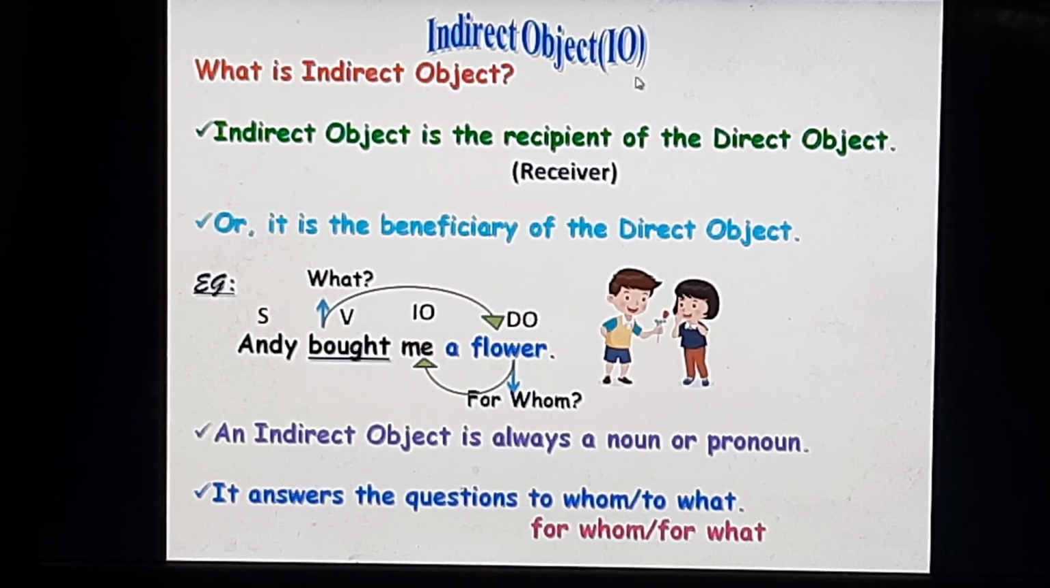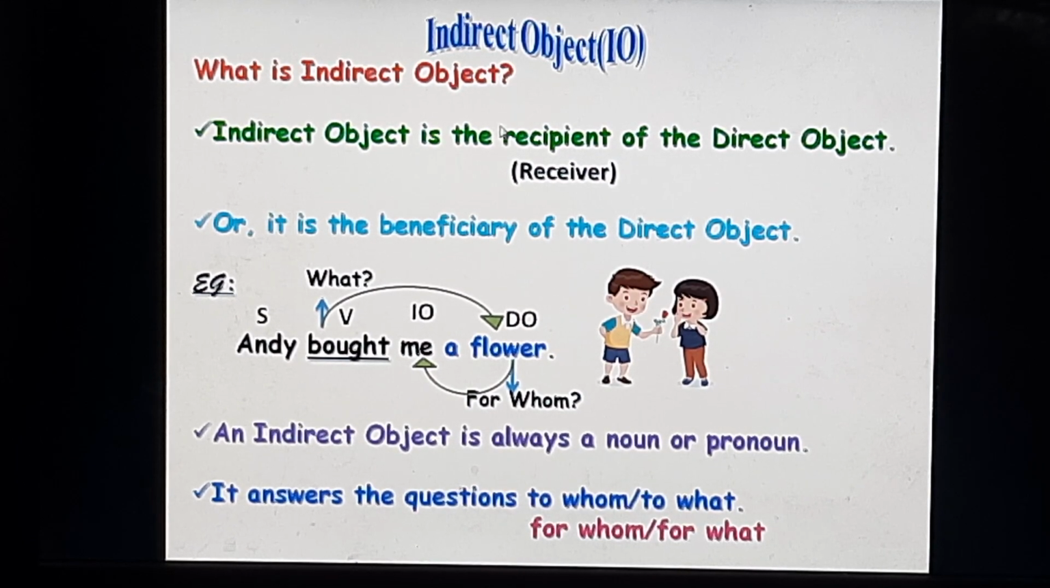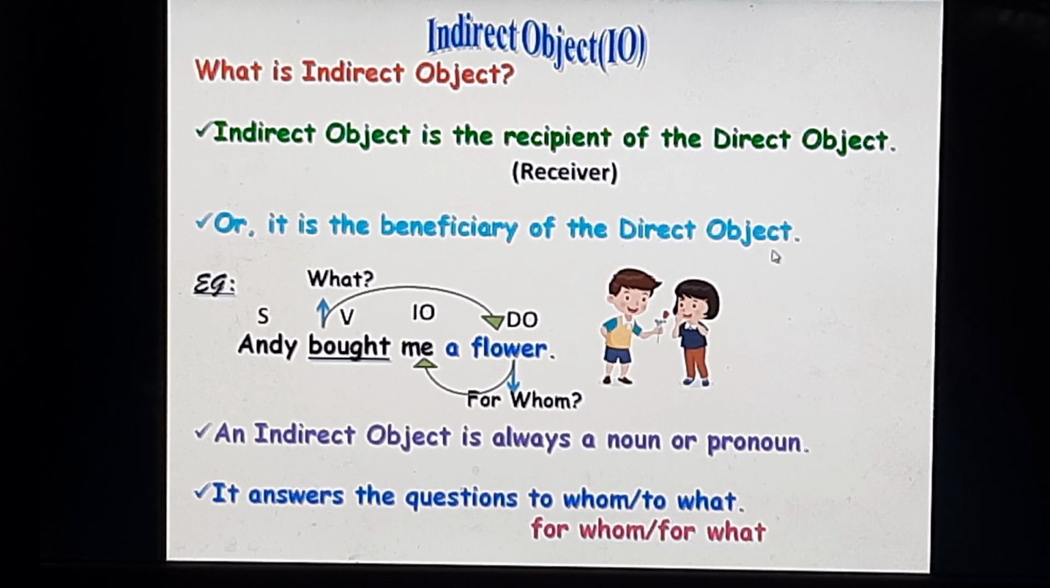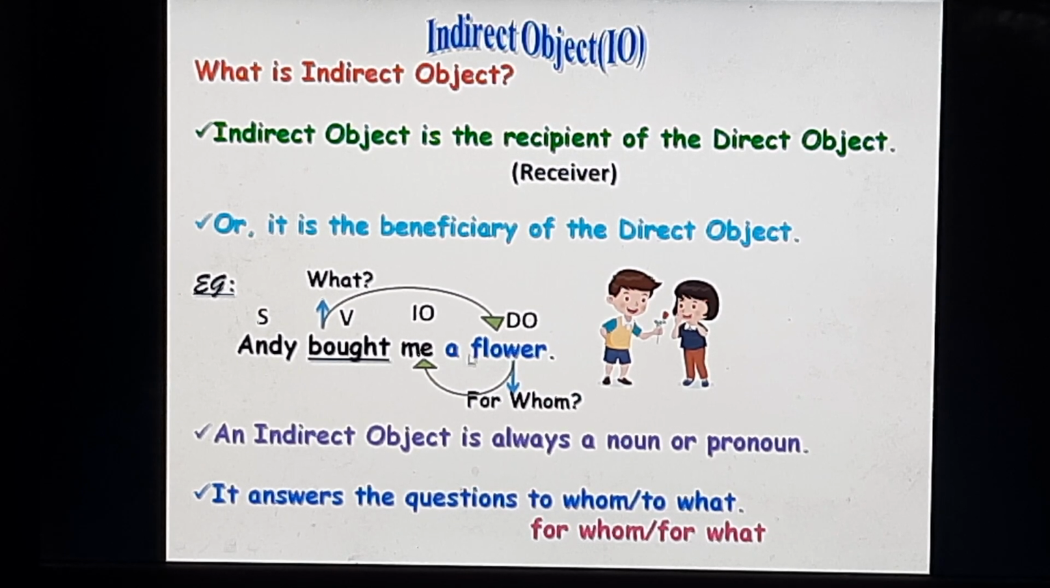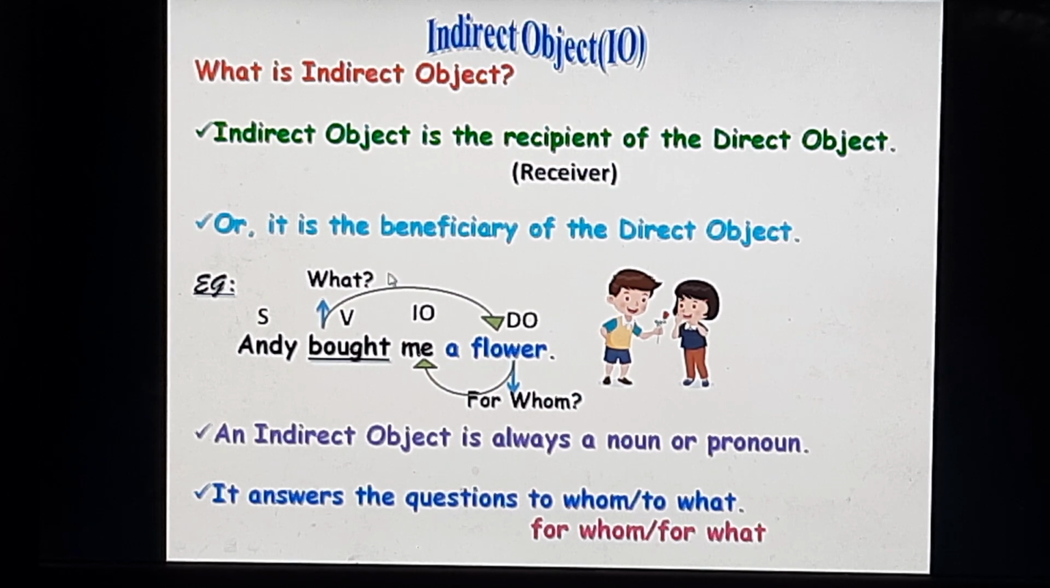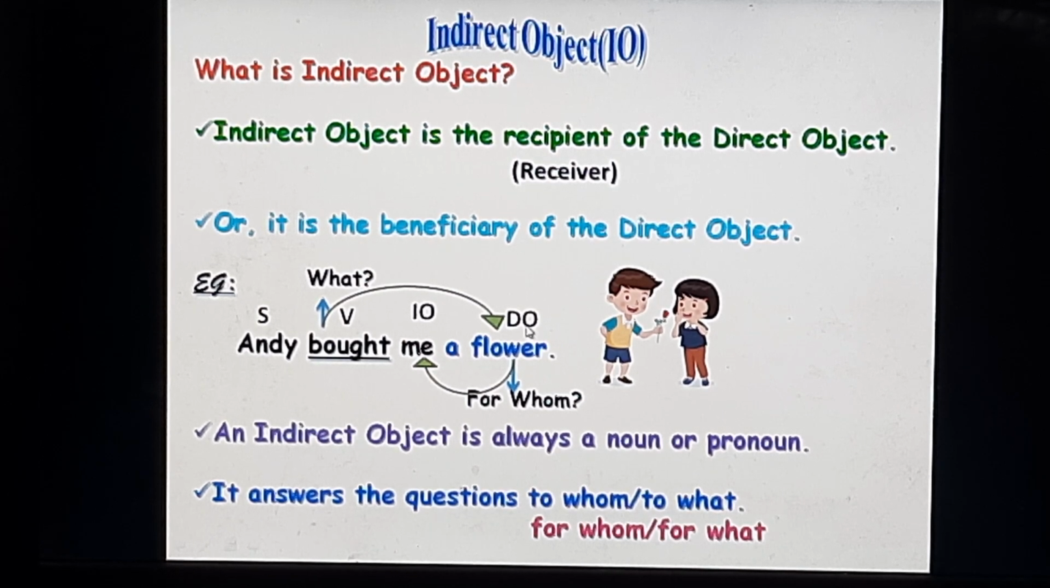Indirect object, denoted by IO. An indirect object is the recipient of the direct object. Recipient means receiver, and it is the beneficiary of the direct object. That means it gets all the benefits of the direct object. Example, Andy bought me a flower. Andy is the subject, bought is the verb. Bought what? A flower. A flower is the direct object. Bought a flower for whom? Me. For me is the indirect object.